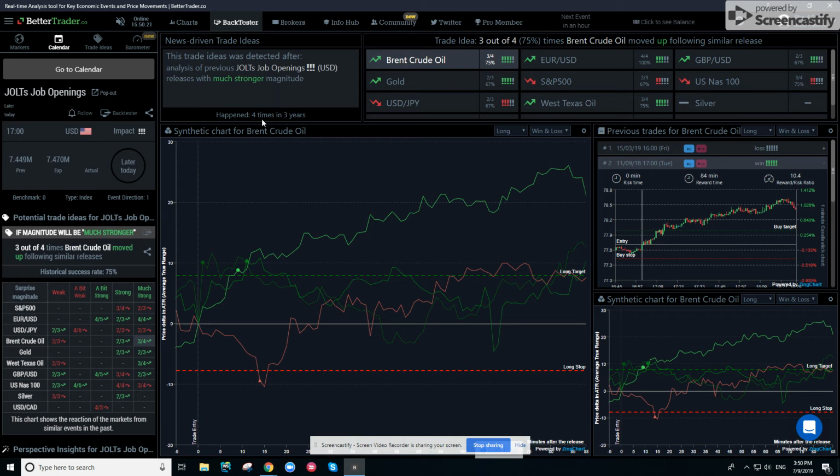this has happened 4 times in 3 years. This is what actually happened. First of all, this is the synthetic chart for Brent crude oil. This chart is amazing because it gives you the exact way that the release either went up, which the green is, it went up 3 times, or it went down 1 time. So you can see clearly how it affected the market.